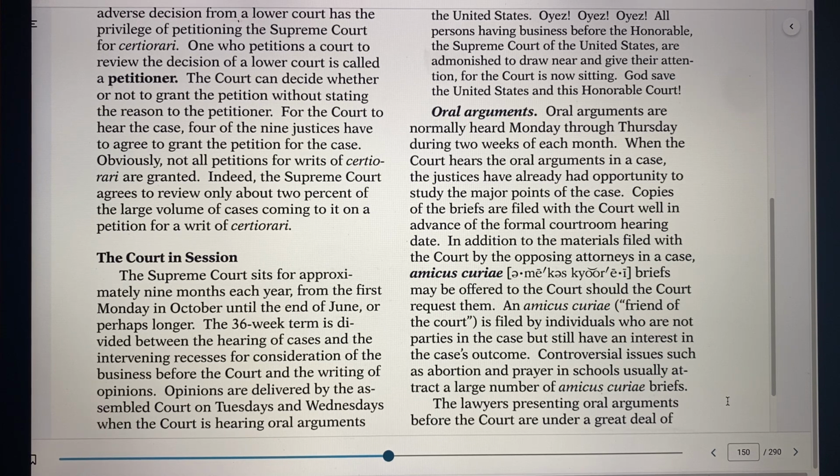The oral arguments are heard Monday through Thursday, 2 weeks of each month. And the justices have already had the opportunity to study the case. They know all about the case. They read over the copies of the briefs from the lawyers, which are filed in the court well in advance so they can look them over way before they have to bring it into court.